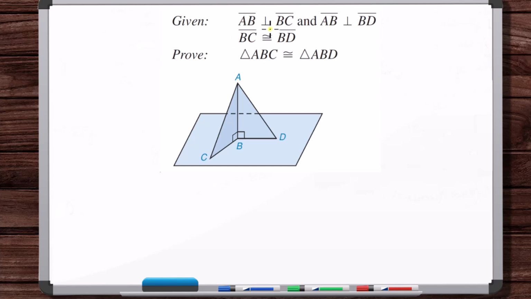Okay, given AB is perpendicular to BC, so they have that shown here, and AB is perpendicular to BD, and BC is congruent to BD. Prove that triangle ABC is congruent to triangle ABD. Well, we have a common side here. So those two sides of the triangles are congruent. So side, angle, side. We can show that ABC is congruent to ABD.